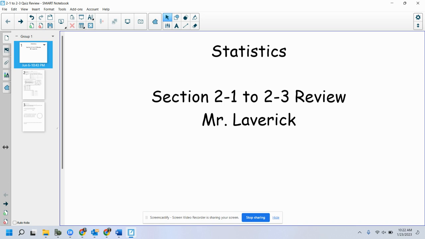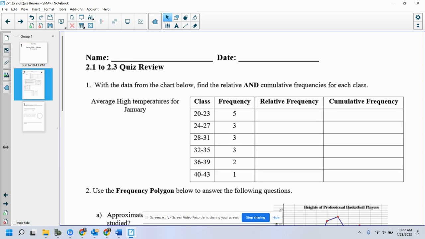Let's go question by question. With the data from the chart below, find the relative and cumulative frequencies for each class. Average high temperatures for the month of January. Okay, so remember, relative frequency is like percentage frequency, and cumulative frequency is adding them together, right?